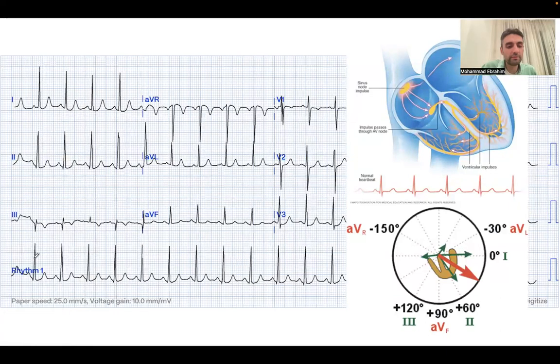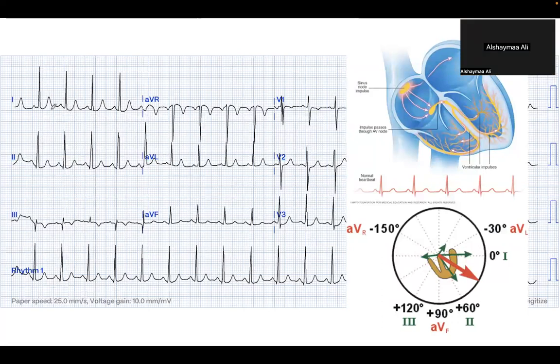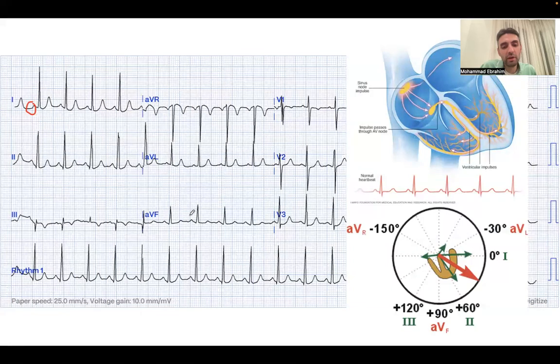What do you look for? Upright P, where? Upright P in lead 1 and aVF. Okay. Upright P in lead 1 and aVF.